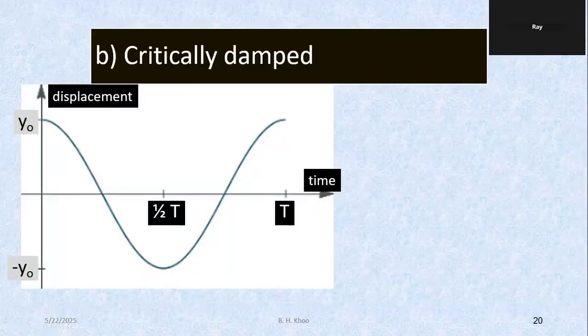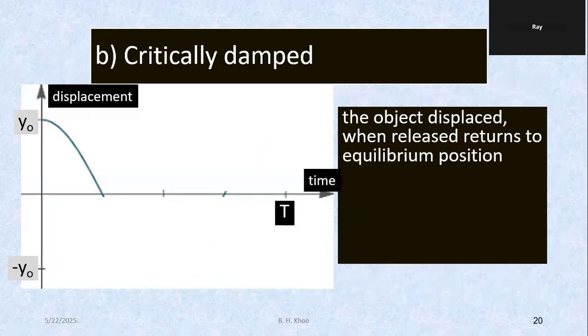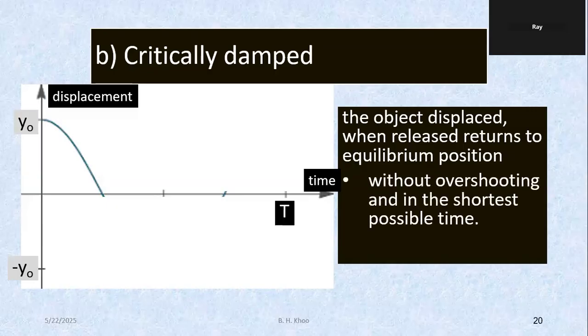Okay, how about critical damping? This is simple harmonic motion. Right? Amplitude is constant. So what is critical damping? Object displaced, when released, returns to equilibrium. So that's critical damping. It doesn't oscillate. It just comes back to the rest position without overshooting in the shortest possible time, a quarter of the period. No oscillation occurs.